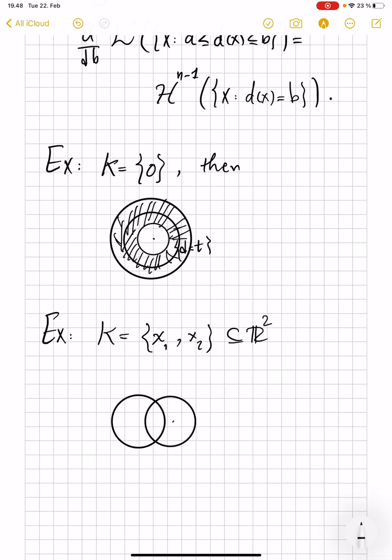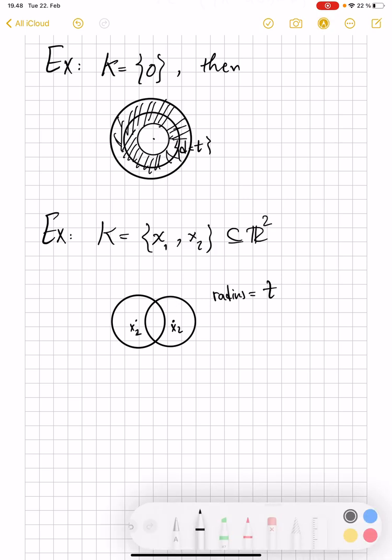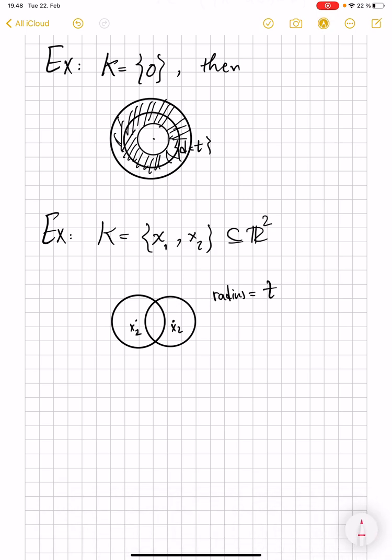Okay, suppose this is my point x2 and this is my point x1, and the radius of these circles is equal to t. Then the set where the distance to the set K is equal to t is this set plus that, just this region. So the red part is the set of all x's in R2 whose distance to K equals t.